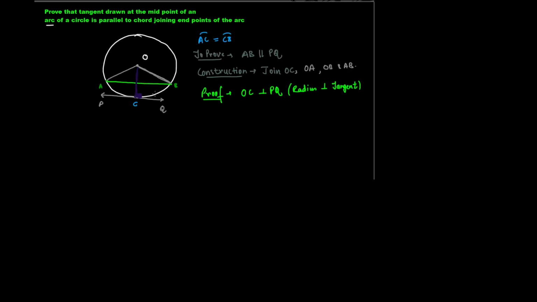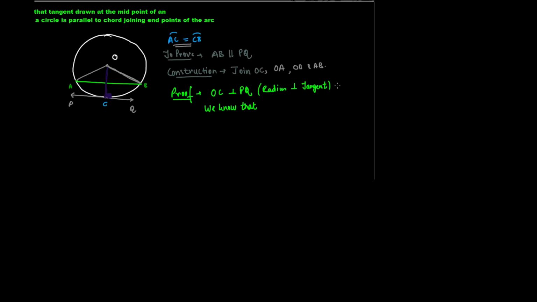Now you know that AC and CB arcs are equal, right? We know that. Mark this as equation 1. Now we know that AC arc is going to be equal to CB arc, because C is the midpoint of the arc AB. Hence, AC arc is going to be equal to CB arc.